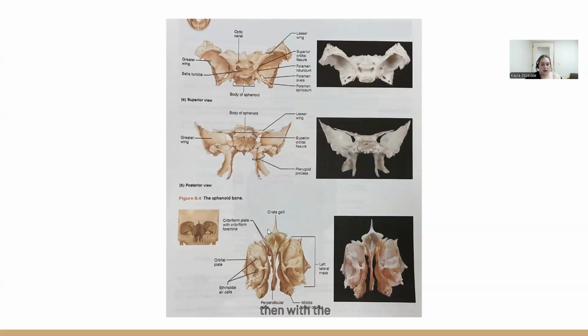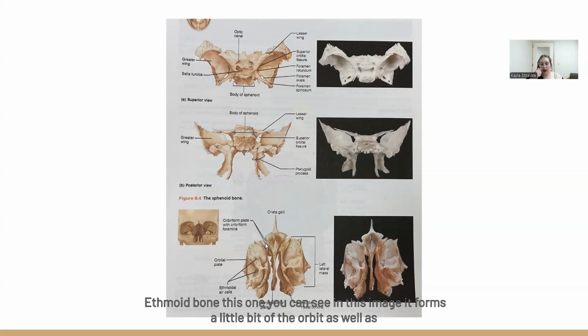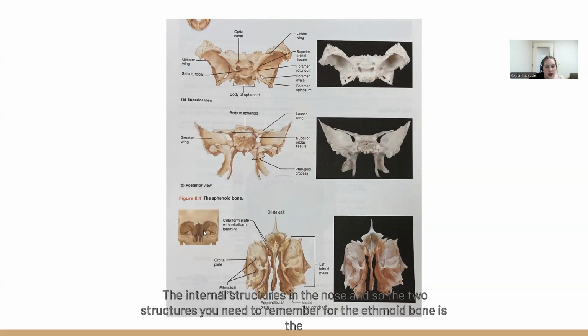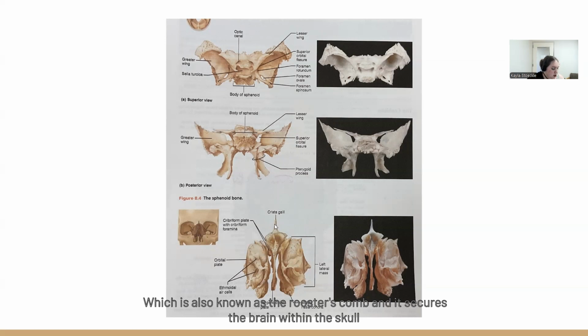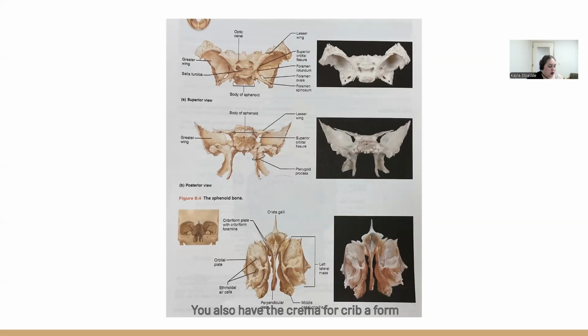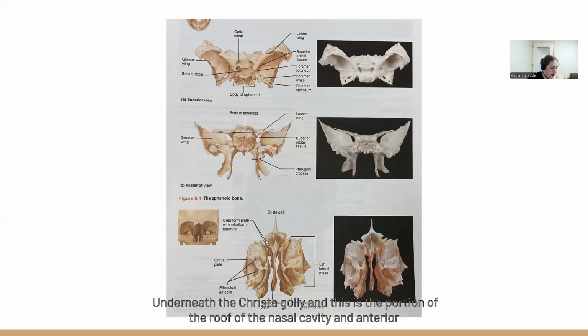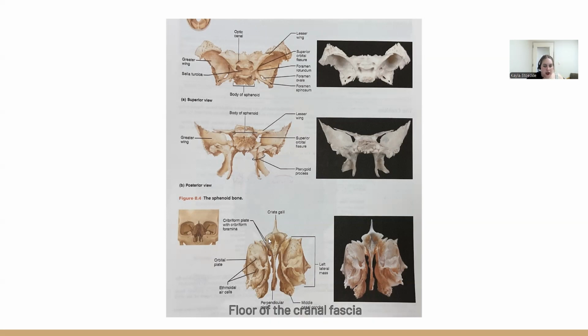And then with the ethmoid bone, this one you can see in this image, it forms a little bit of the orbit as well as the internal structures in the nose. And so the two structures you need to remember for the ethmoid bone are the crista galli, which is right here, which is also known as the rooster's comb, and it secures the brain within the skull. You also have the cribriform plate underneath the crista galli, and this is the portion of the roof of the nasal cavity and anterior floor of the cranial fossa.